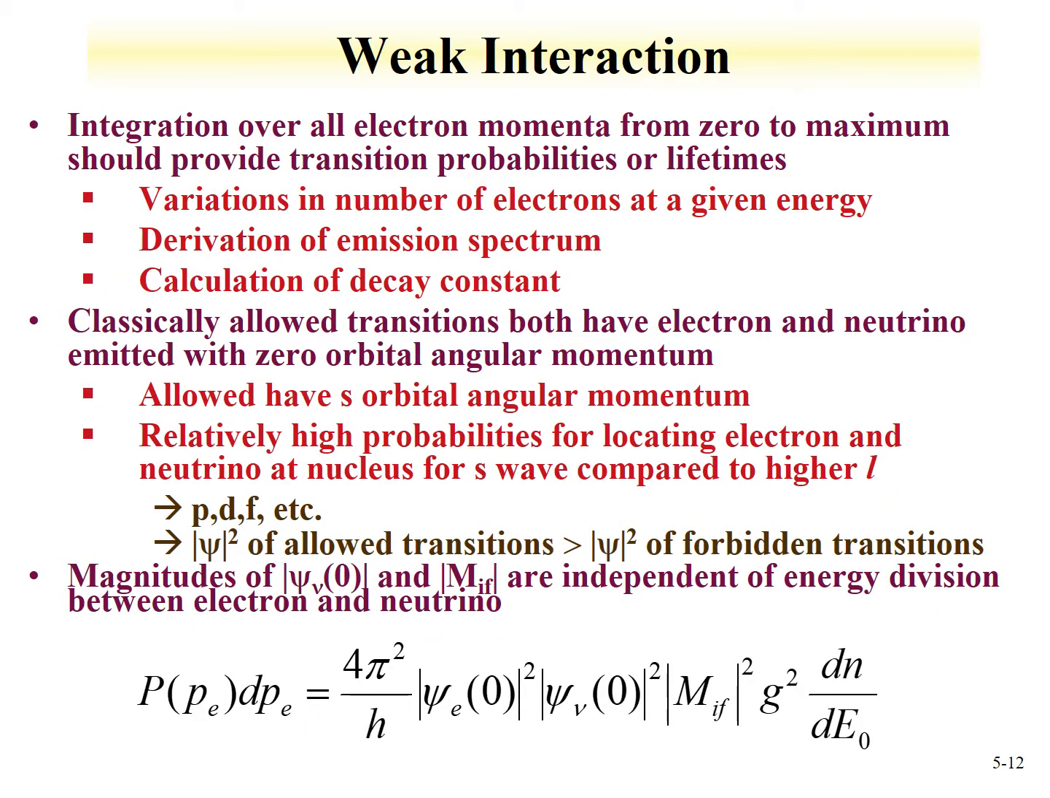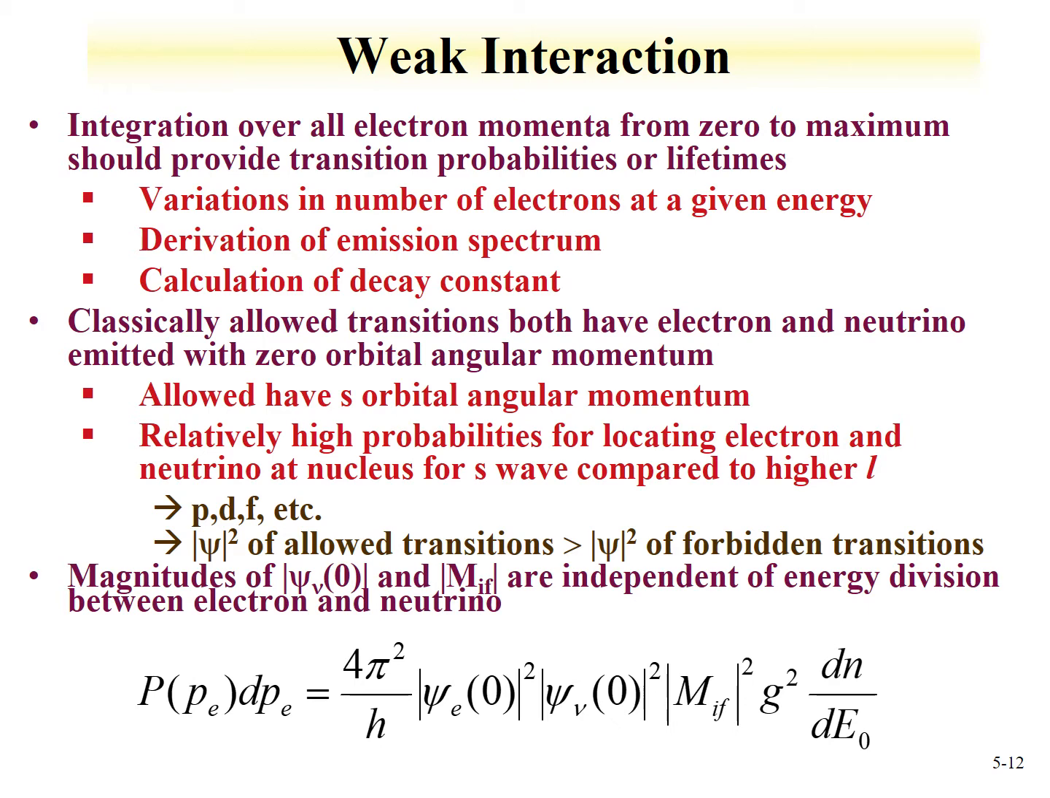Now if I integrate this equation down here over all possible energies or momenta from 0 to the maximum, it should be able to provide some probability or a lifetime. Now there's variations in the number of electrons at any given energy, and I can use this to derive the emission spectra. We'll see where that's not 100% true. And I can use this for a calculation of the decay constant.